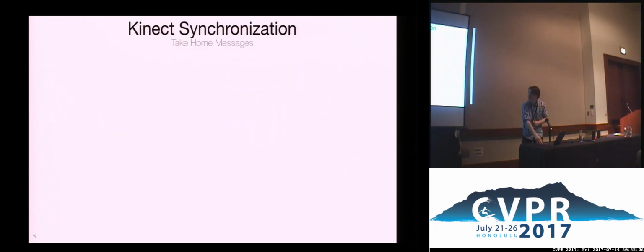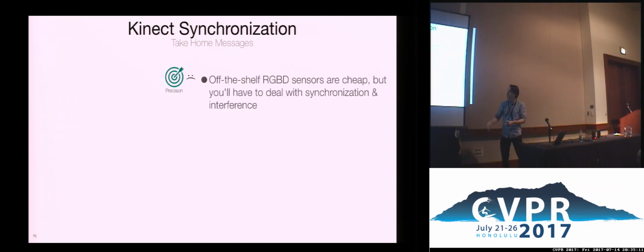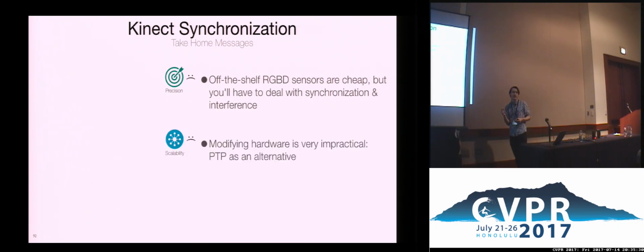So the take-home message here is that this is actually quite difficult to do. On one hand, you get these cheap sensors that you can just buy and use very quickly, but you'll have to deal with all these synchronization issues and some interference issues. The second thing is, if I were to do this again, I would try to avoid modifying the hardware of the Kinect because it's actually quite difficult. I would try to synchronize the computers instead with PTP or maybe even NTP and see if that is enough synchronization to get a similar answer.